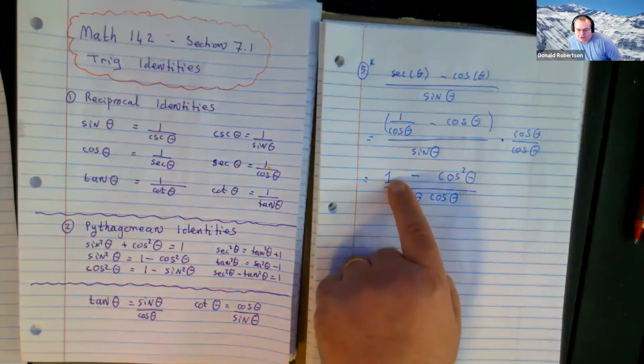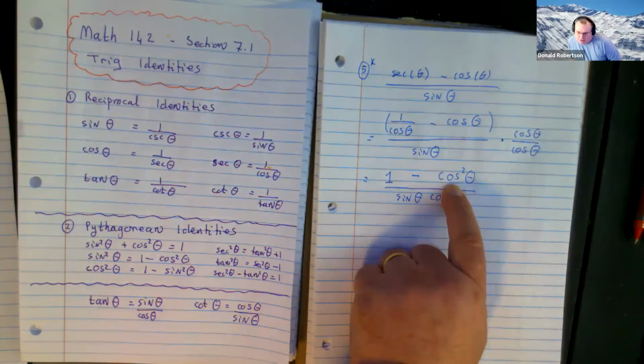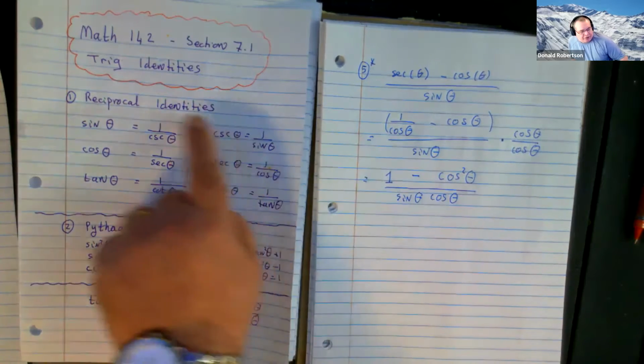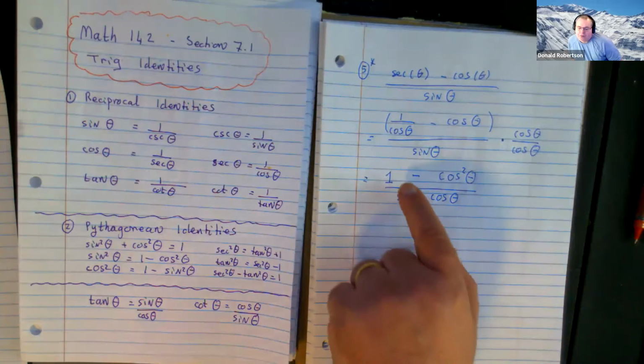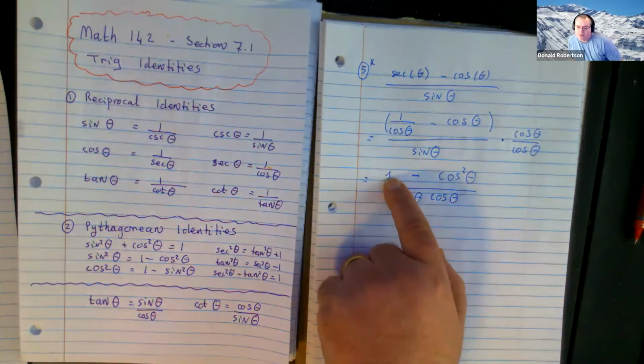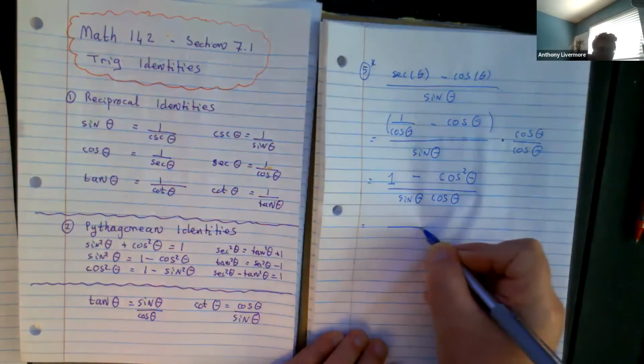Now I'm looking at this guy here, 1 take away cos squared. And I'm looking at him because he's pretty big and ugly. And I want to see if there's anything in this list that I could use to change it into something a little bit nicer. Can anybody see what 1 minus cos squared could be rewritten as? Sine squared?